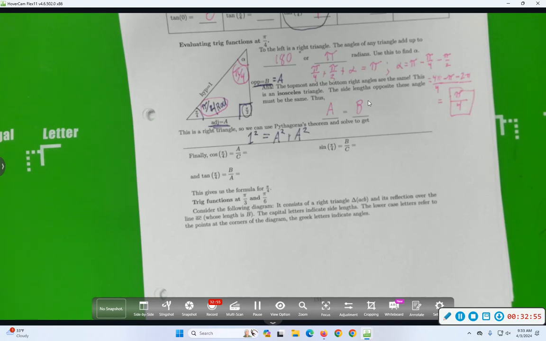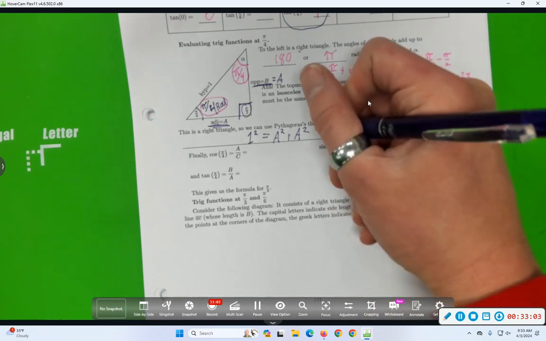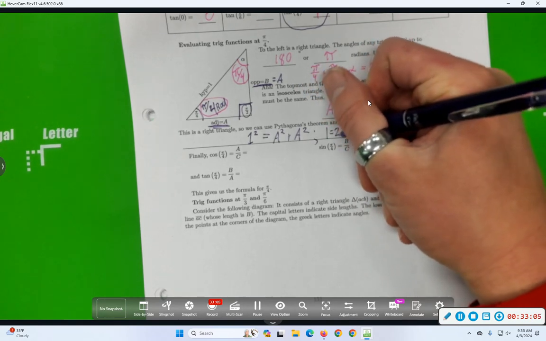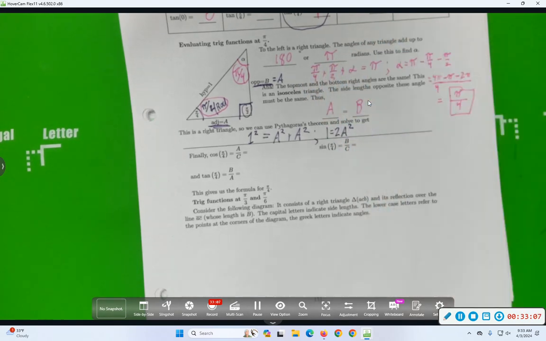So you solve that for A, what do you get? Y equals 2A squared. Cool. Now keep going. I want to know what A is. So what would you want to do if you wanted to solve that for A?